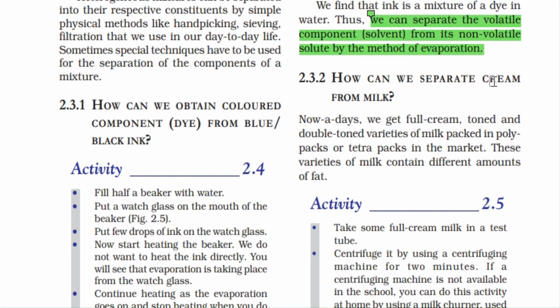How can we separate cream from milk? Nowadays we get full cream, toned and double toned varieties of milk packed in polypacks or tetra packs in the market. These varieties of milk contain different amounts of fats. So depending upon whether the milk is toned or double toned, we get different amounts of fats.